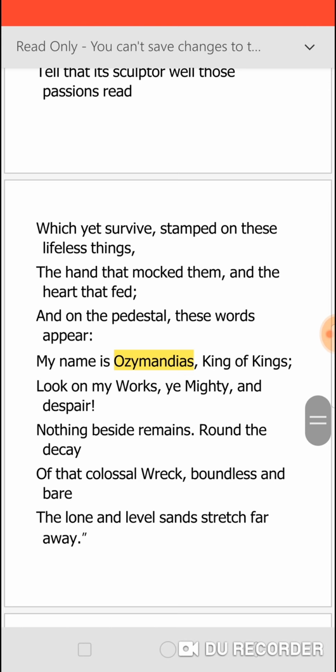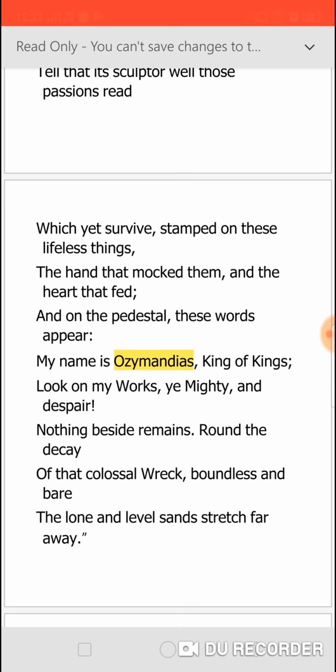And he is saying that frown, that wrinkled lip and that cold command is still there. It is so very evident, stamped on these lifeless things. That is, a statue is a lifeless thing, but the sculptor has given life to the character of that personality whose statue he made. The hand that mocked them, that is, these are the hands of the sculptor. And why is Shelley saying that the hand that mocked them? Maybe the sculptor was compelled to make the statue, which he did not want, and so he has mocked the person who commanded him to make the statue by bringing out his real quality in the face of the statue, and the heart that fed.